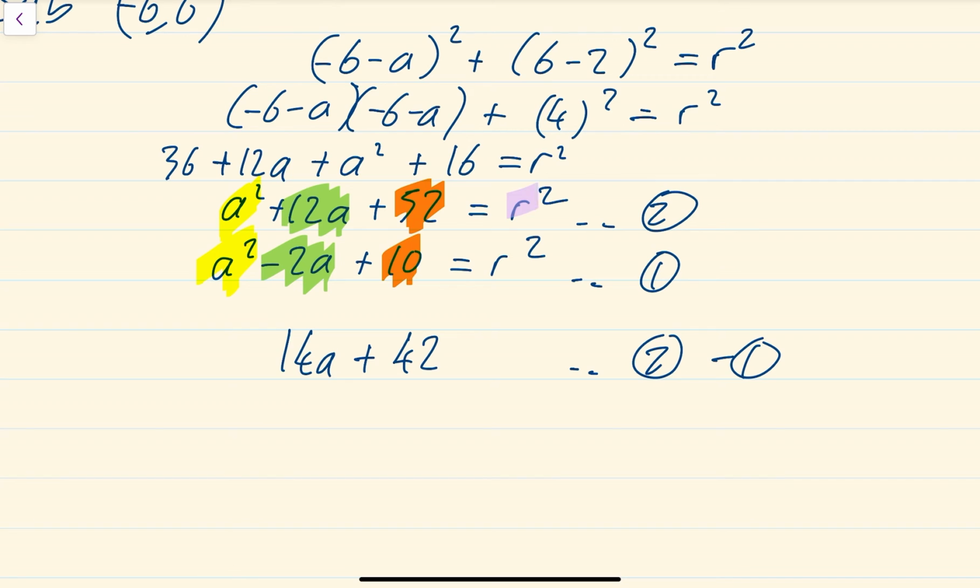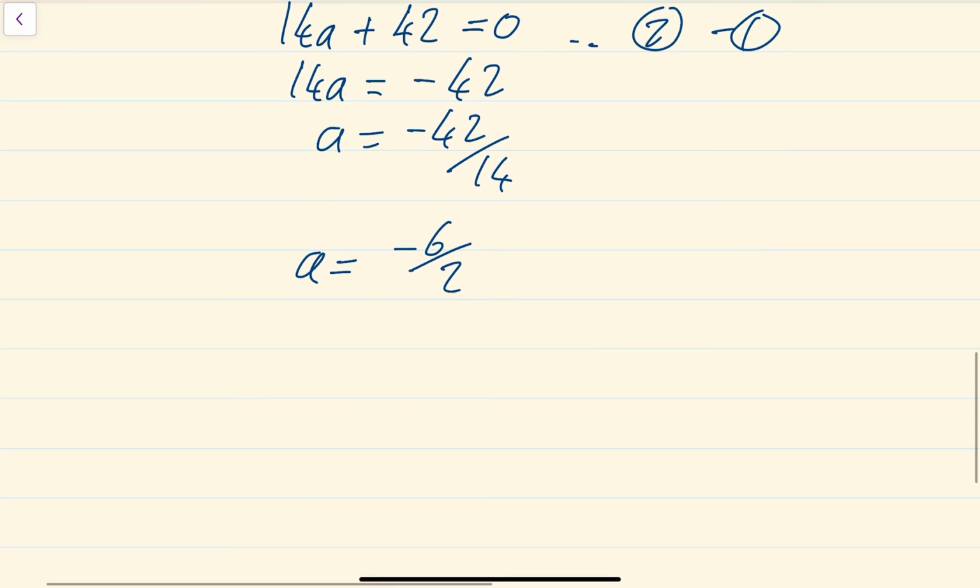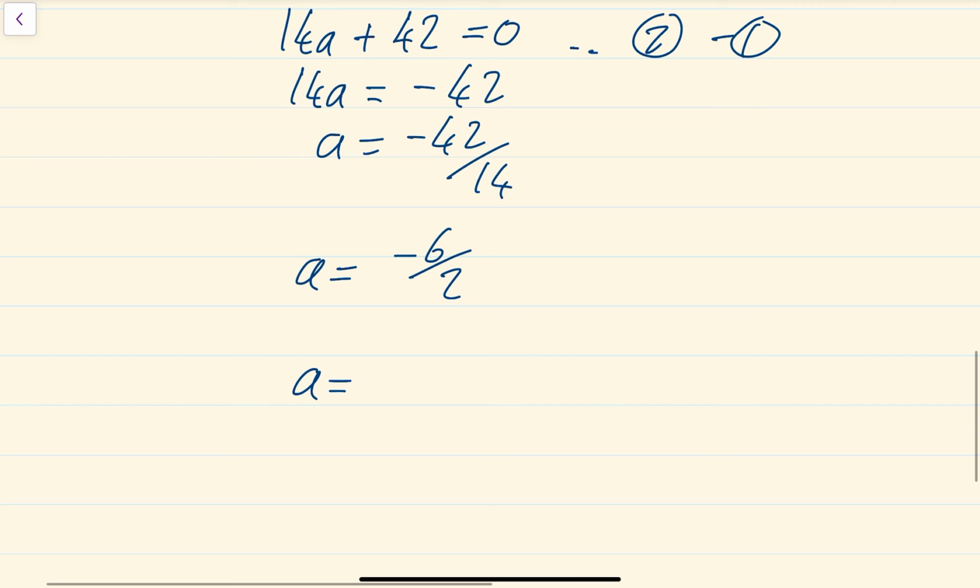And then you've got r squared minus r squared, and that's just going to be equal to 0, which means 14a is equal to minus 42. Your a then is equal to minus 42 divided by 14. Haven't got a calculator here, so I'm just going to divide top and bottom by 7, get minus 6 over 2, and then divide top and bottom by 2 to give you minus 3 over 1, which is just minus 3. Or just do 6 divided by 2 to give you minus 3 would be easier.